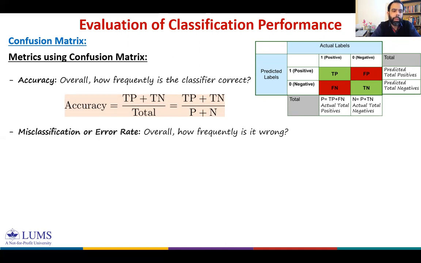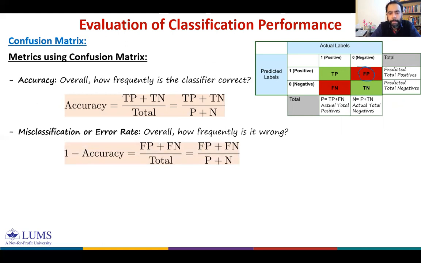Okay, misclassification or error rate: overall, how frequently is it wrong? Mathematically, it is given by false positive plus false negative divided by the total number of points, which is just 1 minus accuracy. Okay, so these are very obvious terms. Let's define some good, practical measures.